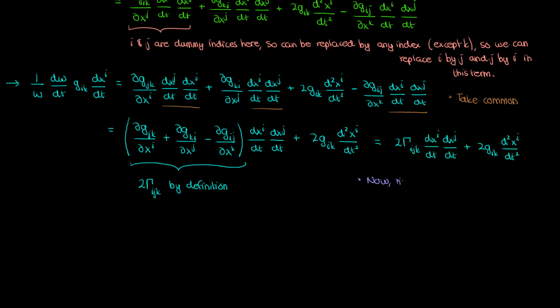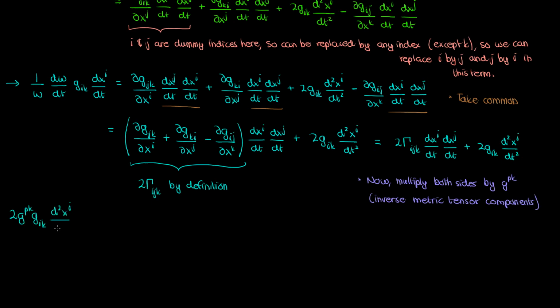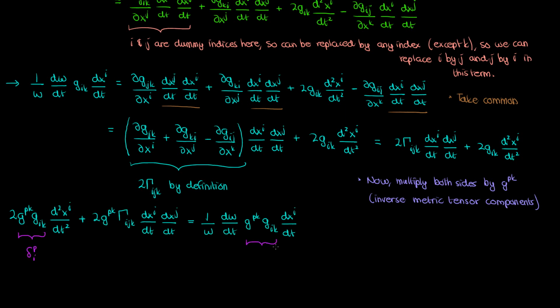Let's now simplify this equation further by multiplying both sides by the components g super pk of the inverse metric tensor, and we'll also flip our equation from left to right for convenience. When I do that, this is what I end up with. The nice thing about this equation is that I can simplify things even further. The product of the metric tensor component g sub ik with the inverse metric tensor component g super pk is the Kronecker delta symbol with the indices p and i.